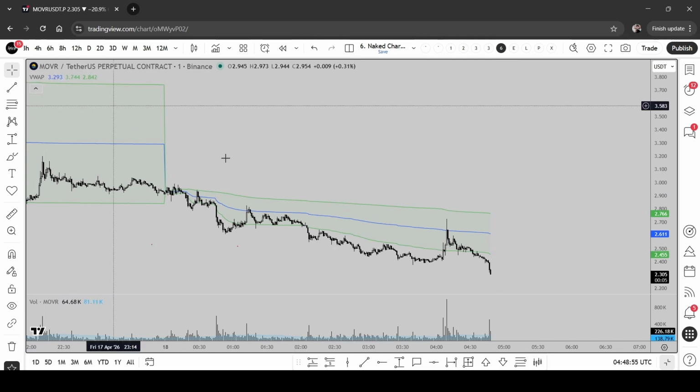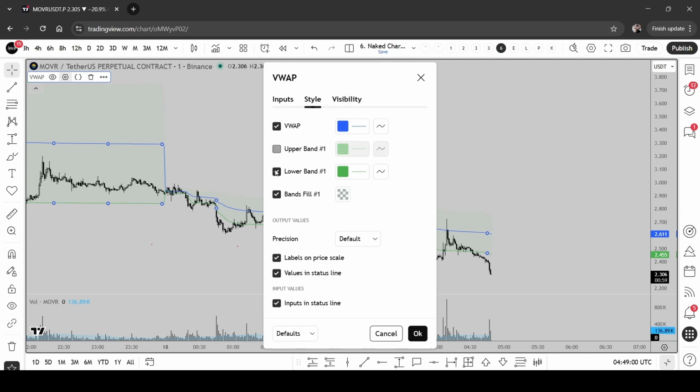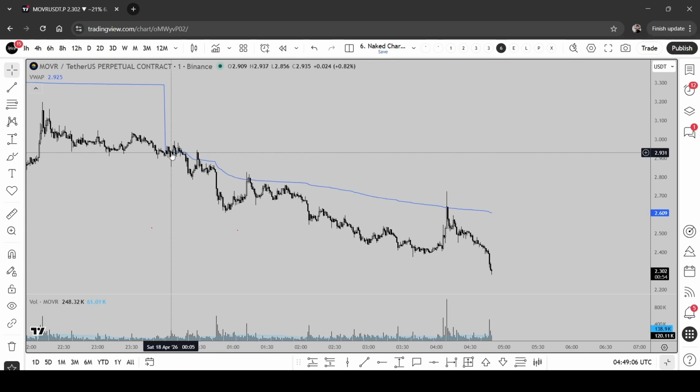Now, I'm going to walk you through how to set this up. So I'll go into VWAP and go into Settings. Now, the actual VWAP is just the center line. So whatever this blue line is, this is the volume weighted average price since the day began.